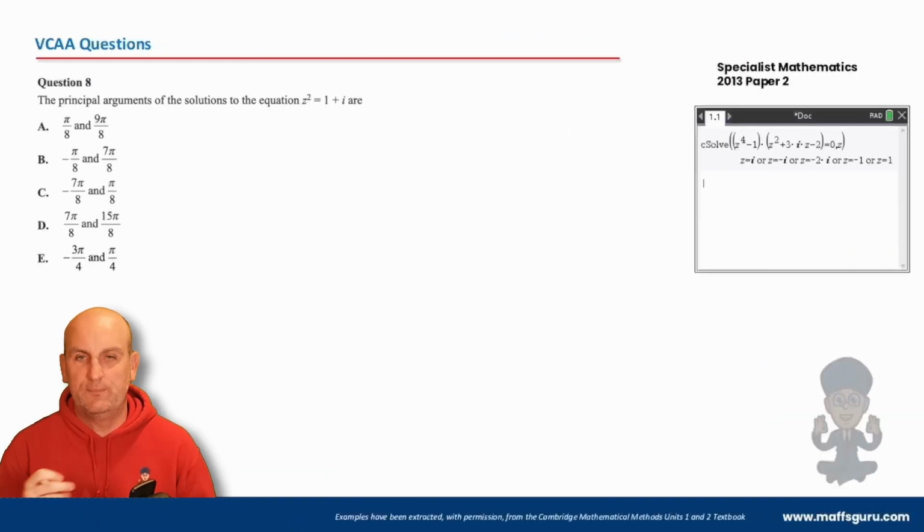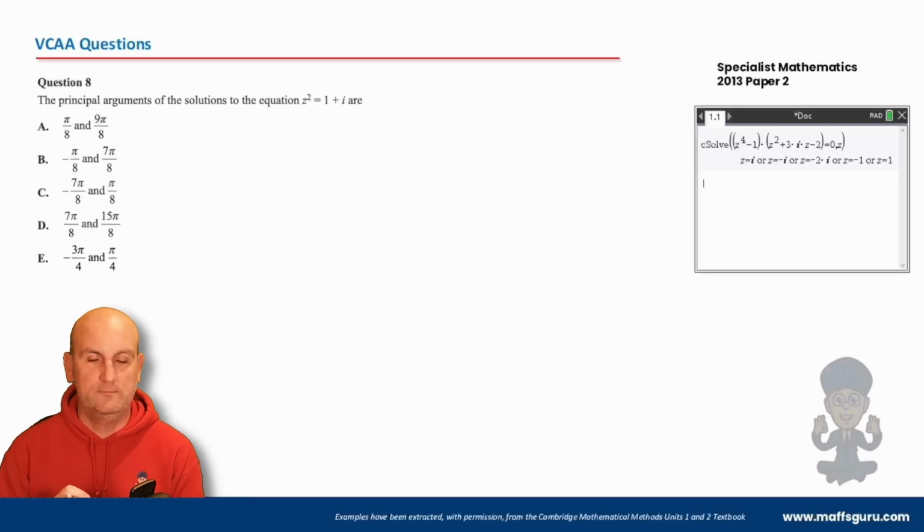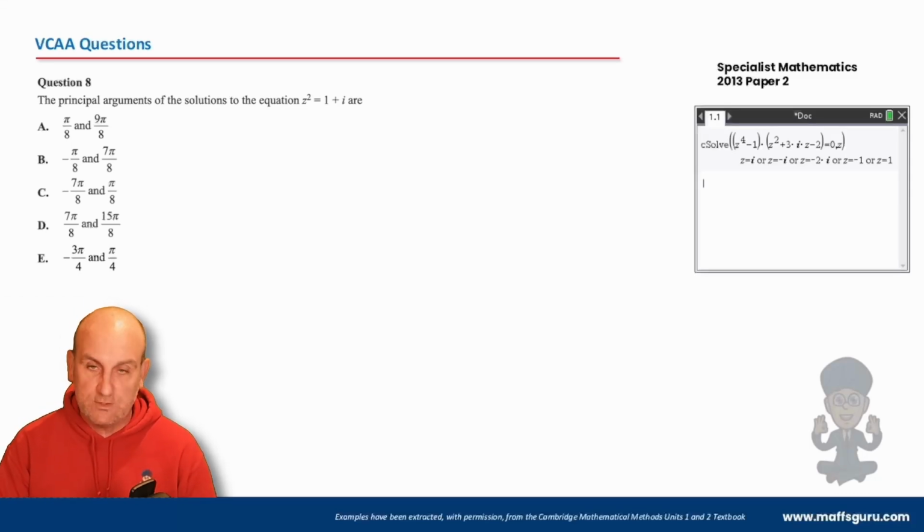What about this one here? The principal arguments of the solution of the equation z squared equals 1 plus i are. Now, believe it or not, this is actually quite a challenging question, and there's a little bit before the theory that actually deals with it. But is it? Now, z squared equals 1 plus i. We don't quite know how to solve that, but I do.